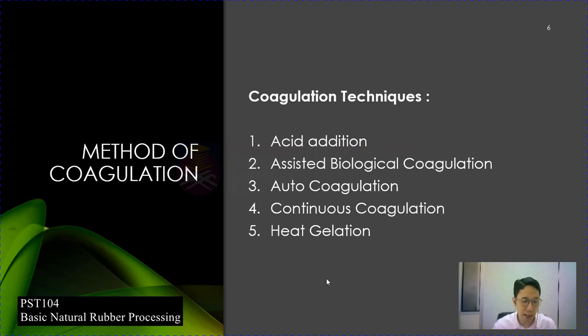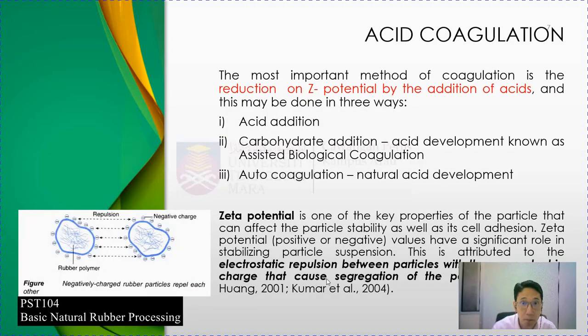We move to the methods of coagulation. Basically, as I mentioned earlier, we have 5 methods of coagulation. The first one is very common, which is acid addition, and then we have assisted biological coagulation. We have auto-coagulation, also very common, which is natural coagulation in the field, and then we have continuous coagulation, and finally heat gelation.